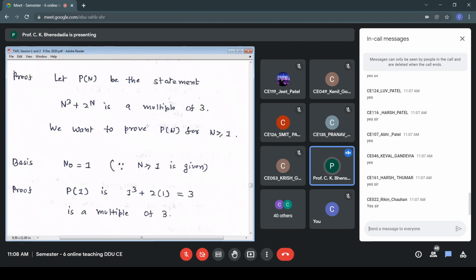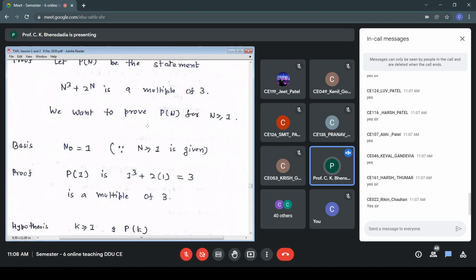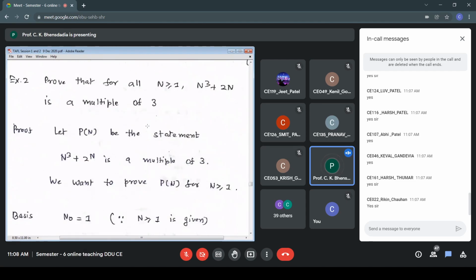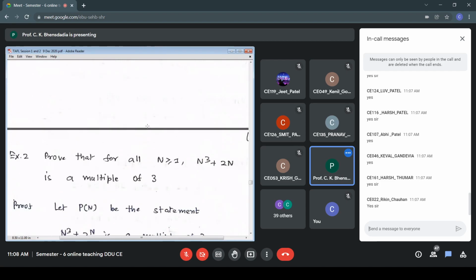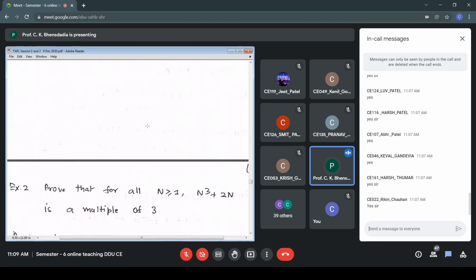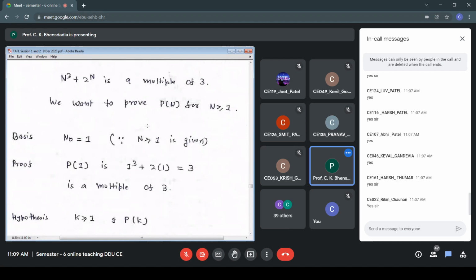The second part in PMI is the hypothesis, assumption. And in the assumption, we start by specifying the range of k. The range of k is the same as the range of n. So this is my hypothesis. P of k, k greater than or equal to 1. So that is the range of k. And P of k is assumed to be true. So we put in the original statement n equal to k. That is my assumption: k cube plus 2k is a multiple of 3. My statement is what? n cube plus 2n. So we put n equal to k. So that is k cube plus 2k is a multiple of 3. That becomes my hypothesis.